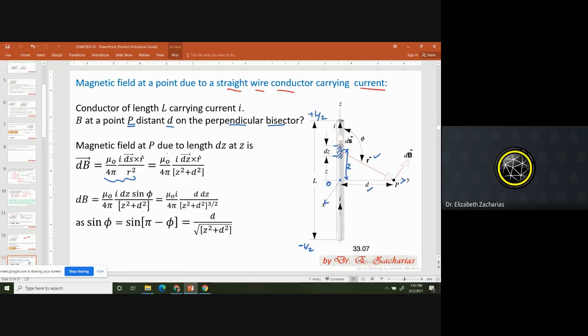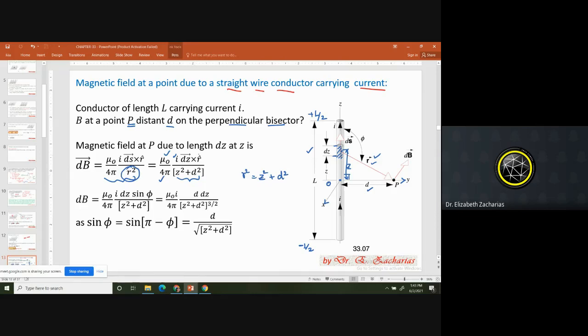So mu naught I by 4 pi remains as it is. And instead of ds, you're going to have dz cross r cap. Here, r square in the original equation is the distance between the point P and the charge element. But when we write r square here, we just take this right angle triangle, and then you can write your r square as z square plus d square. So that's why you're getting this.